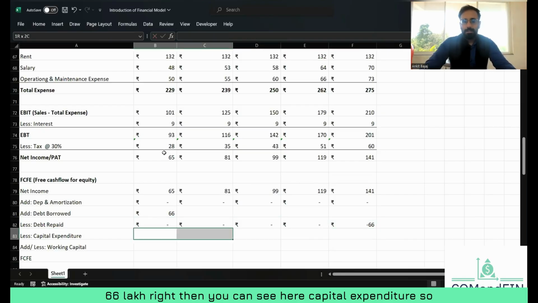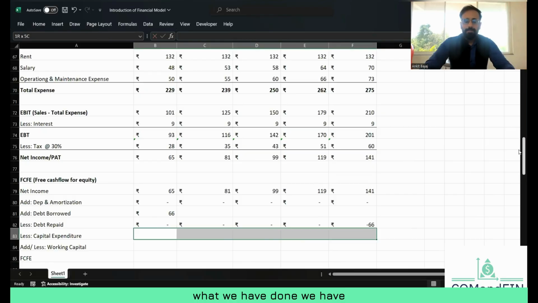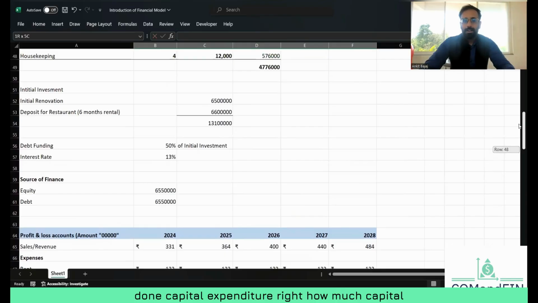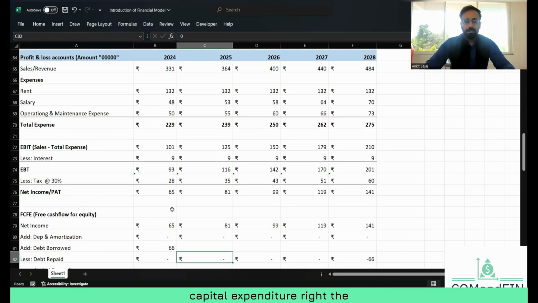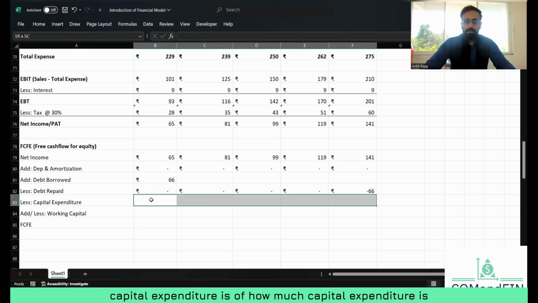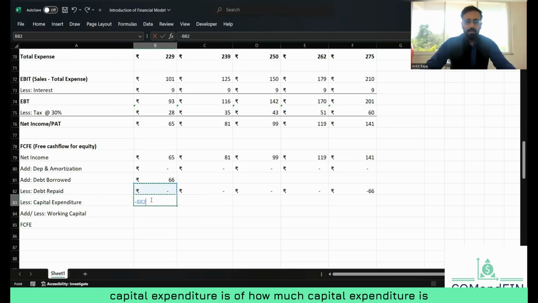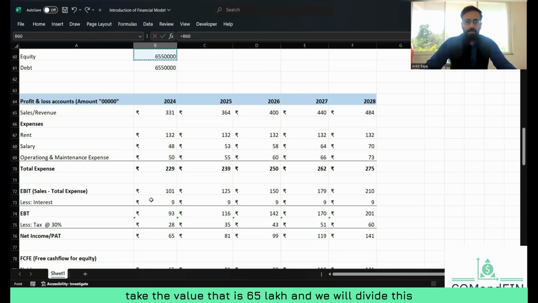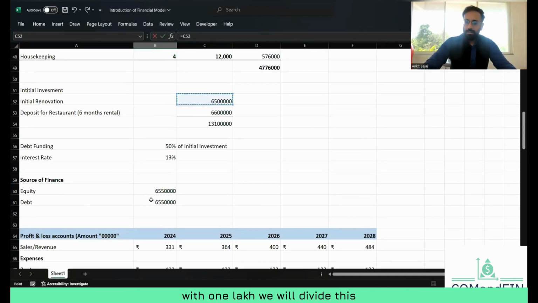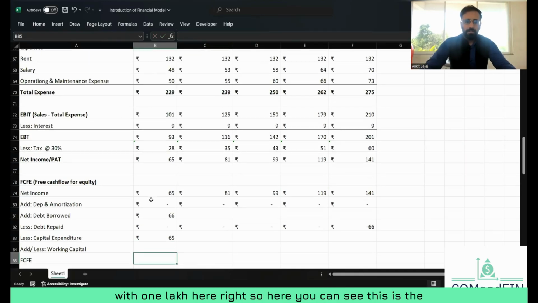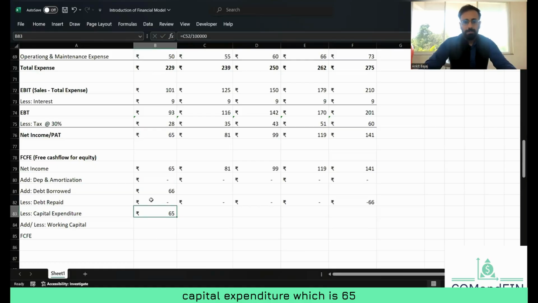Then you can see here capital expenditure. How much capital expenditure have we done? We have done renovation, which is 65 lakh. So here I will subtract the capital expenditure, which is 65 lakhs. We will take the value 65 lakh and divide it by 1 lakh. So here you can see this is the capital expenditure, which is 65 lakh.